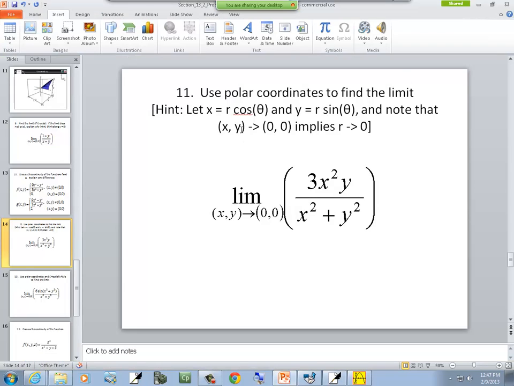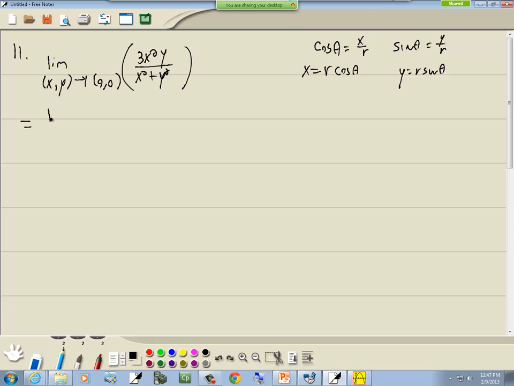And note that the limit as xy goes to 0, 0 implies r goes to 0. So when we convert this over, since this goes to 0, 0, then r is going to go to 0. When you think about it, it makes sense, because here's 0, 0, and out here, this is a circle, isn't it? If this is 5, as I come in to 0, 0, in terms of a circle, the r is approaching 0. Okay, so then I'll put, for x, I said that was r cosine theta. For y, that was r sine theta.